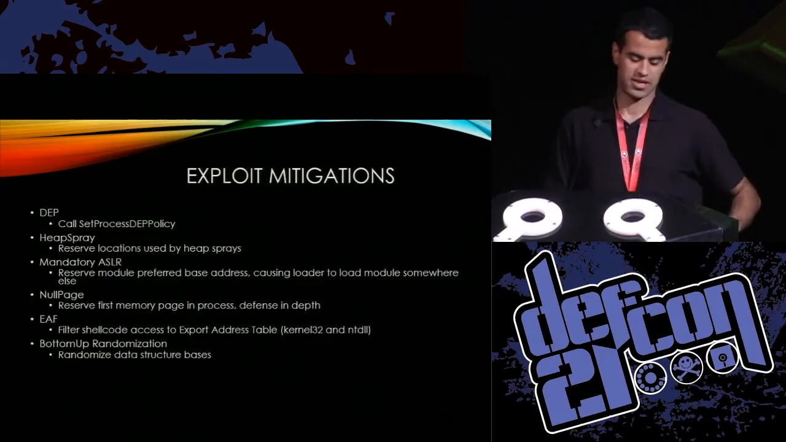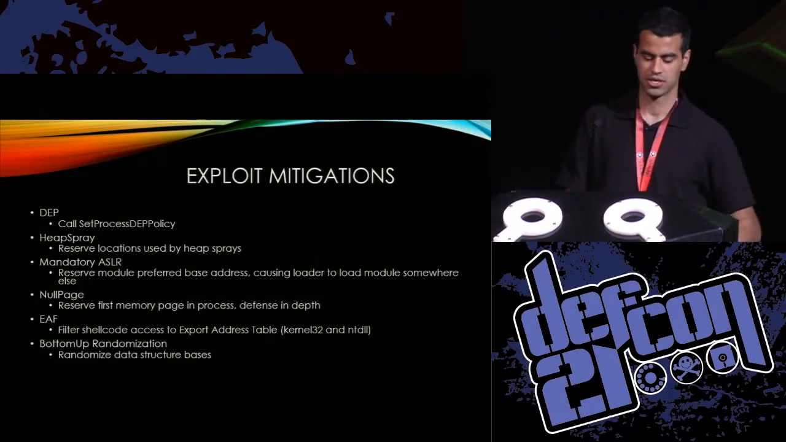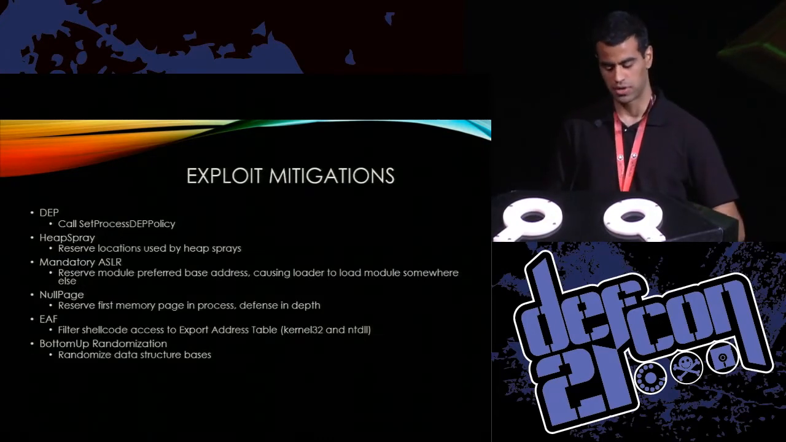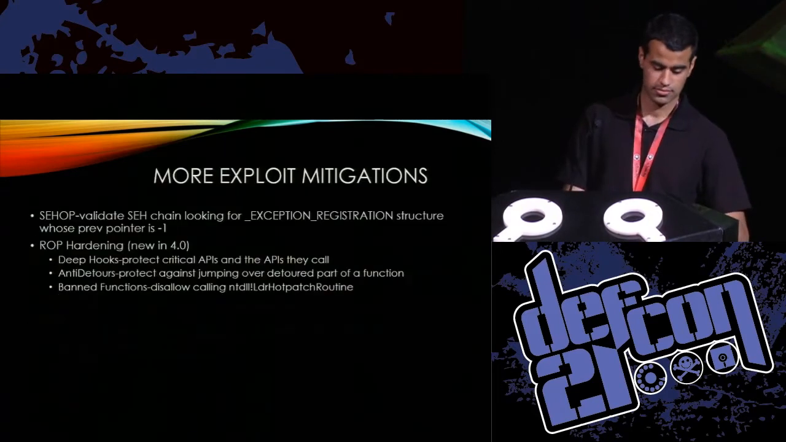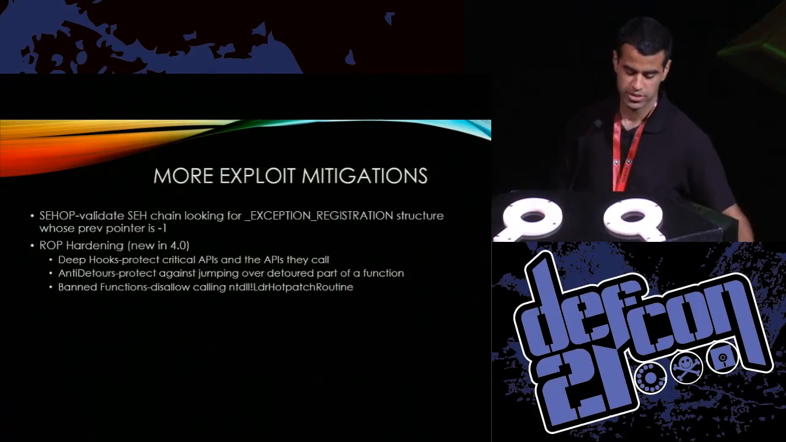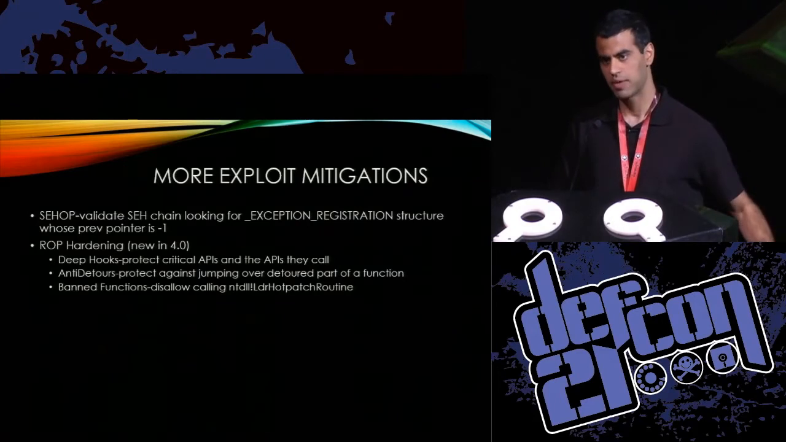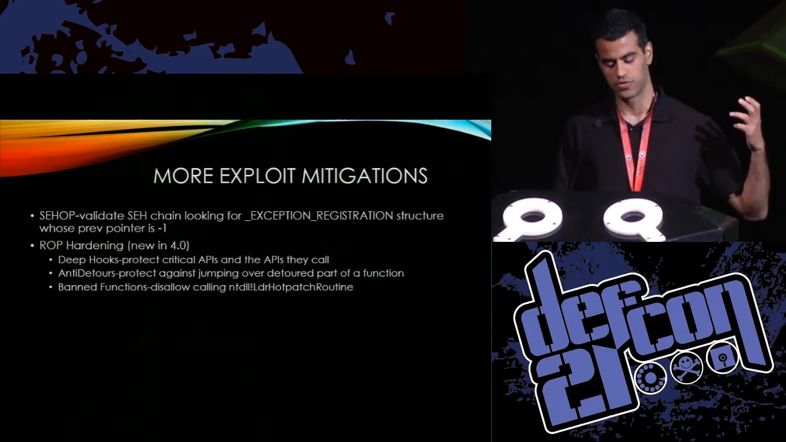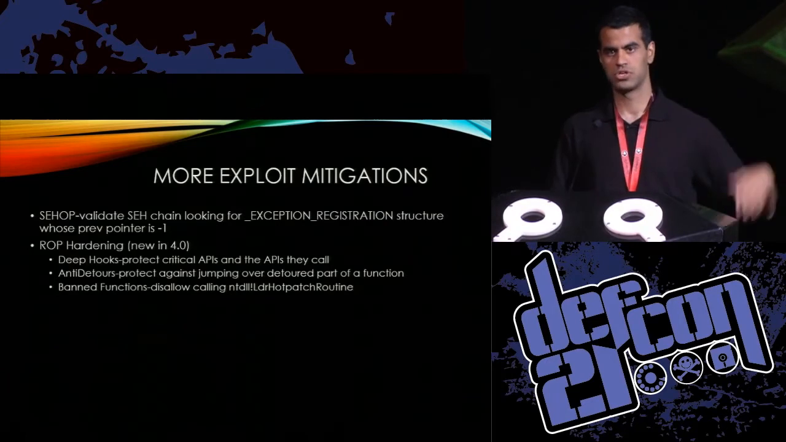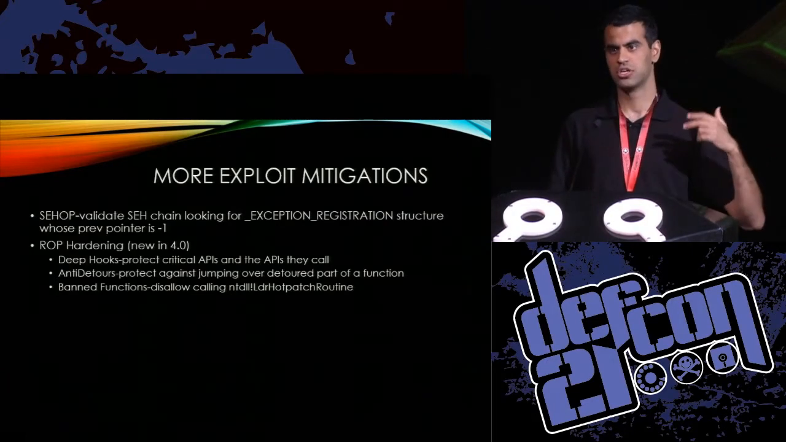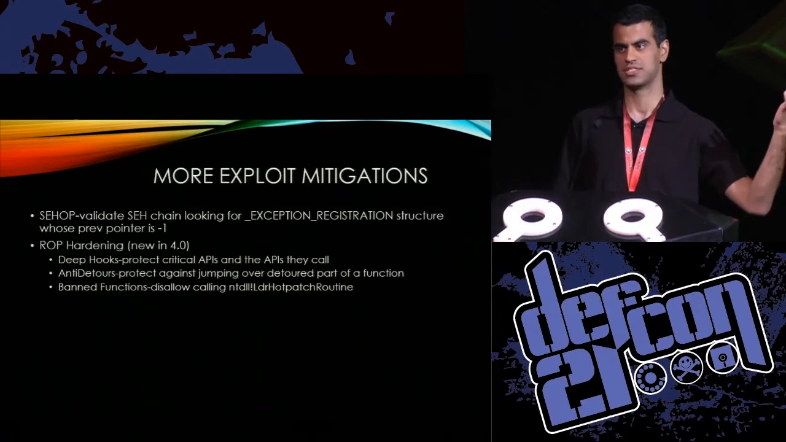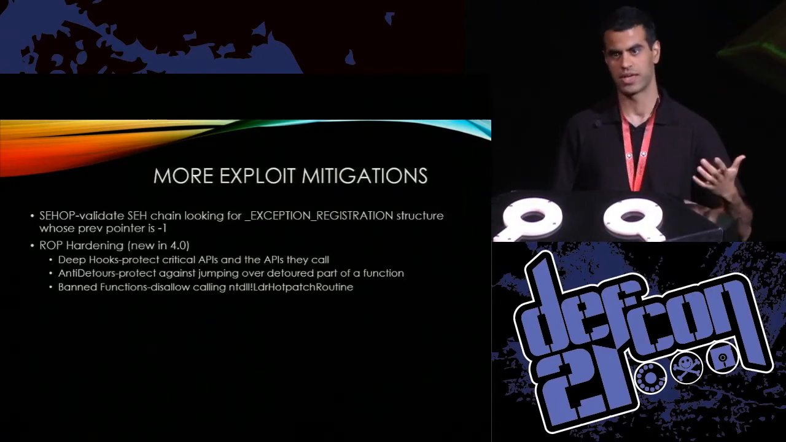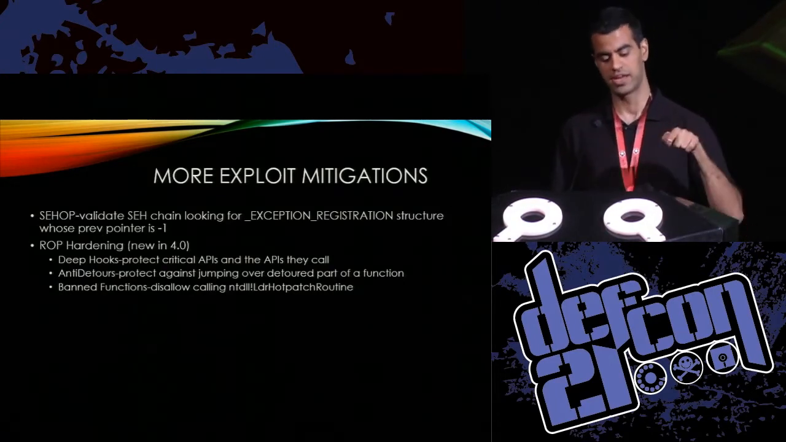Okay, so first of all, we also do bottom-up randomization where we randomize different data structures in the process's address space. As I mentioned earlier, these are all memory corruption mitigations. And some more memory corruption mitigations are SEHOP, which is Structured Exception Handler Overwrite Protection. This is where we traverse the chain of exception registration structures, looking for one whose previous pointer is -1, because that's what we expect to see. If we don't see that, then we know that something has been corrupted, and that's bad.